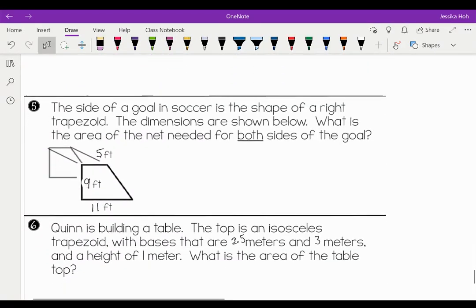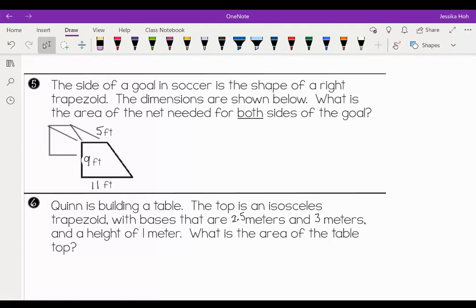All right, we have 2 word problems. Make sure you're not copying these exact word problems in your independent practice, because I do change the numbers. The side of a goal in soccer is the shape of a right trapezoid. The dimensions are shown below. What is the area of the net needed for both sides of the goal?